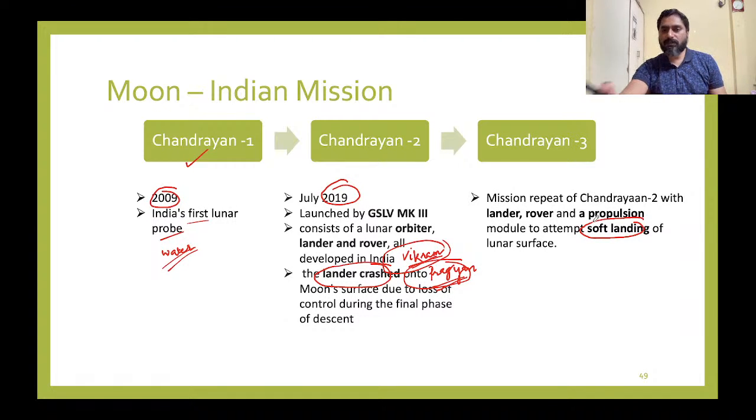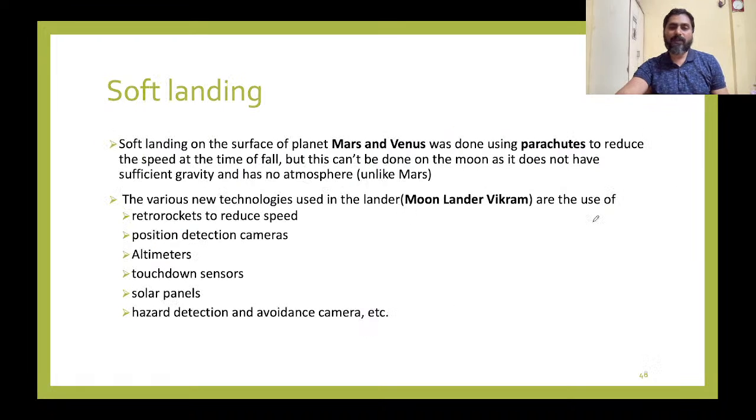So in the Chandrayaan 3 mission, it will be a repeat of the Chandrayaan 2 mission, but we'll again be attempting a soft landing. On the surface of planet Mars, it was done by using parachutes to reduce the speed. So this is with respect to other planets, but on the Moon not many countries have been able to do a soft landing. Only 3 countries have been able to do soft landing on the Moon.